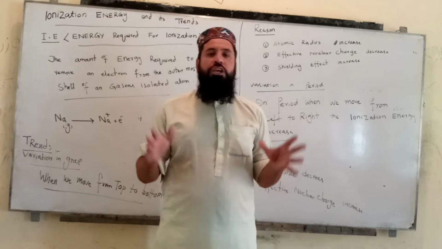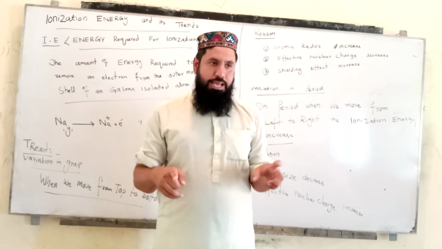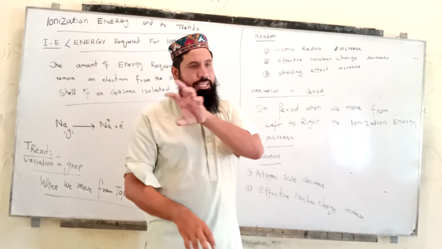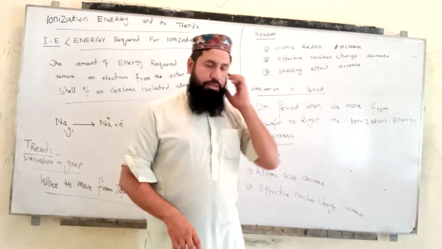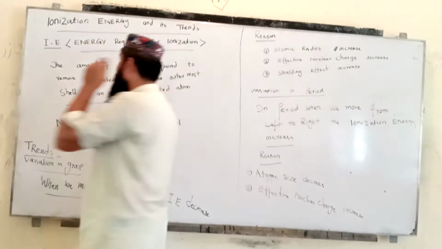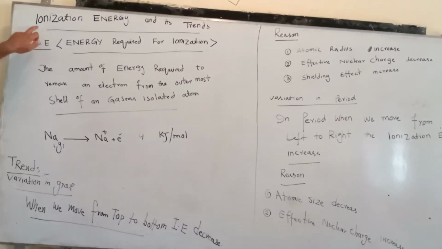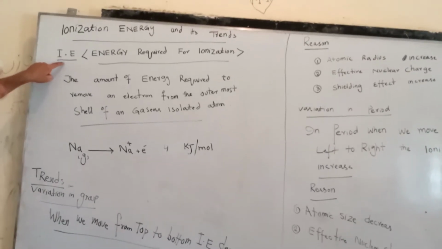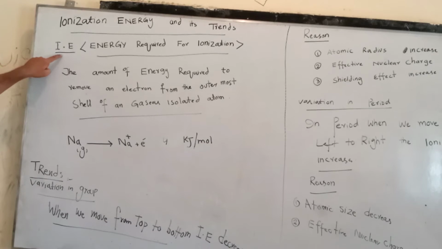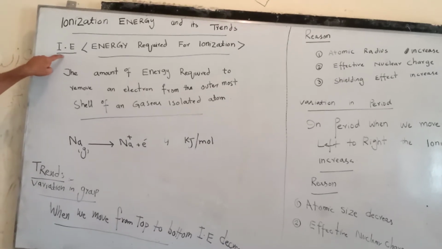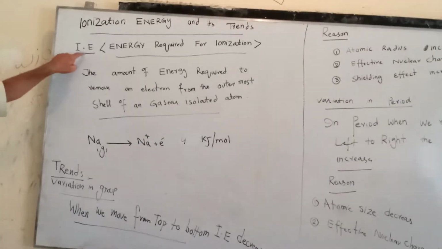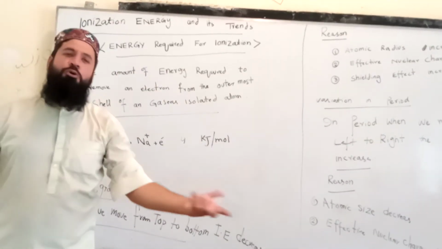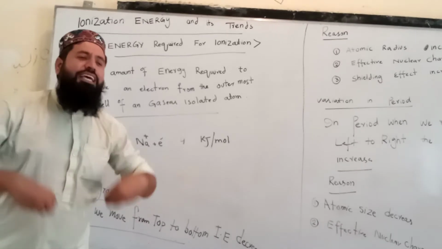Today we are going to discuss ionization energy and its strength in the periodic table. So let's start. What is ionization energy? Ionization energy is represented by IE. Simply we can say that energy required for ionization is known as ionization energy.